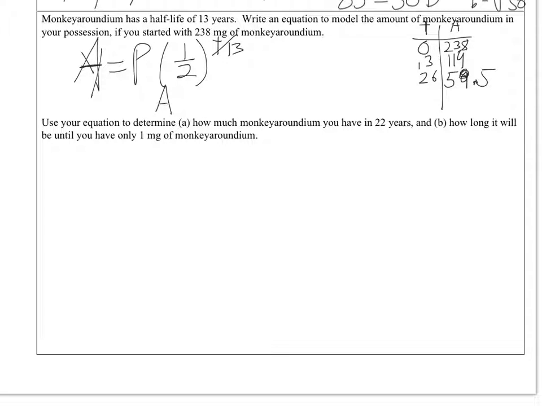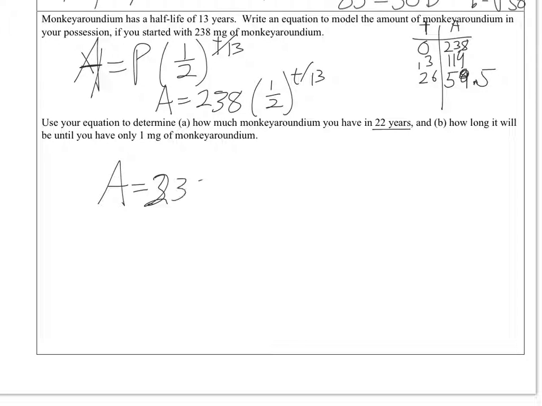So my final equation would be a is equal to 238 times 1/2 to the t over 13. How much do we have in 22 years? I'm going to plug in 22. So we have 238 times 1/2 to the 22 over 13.